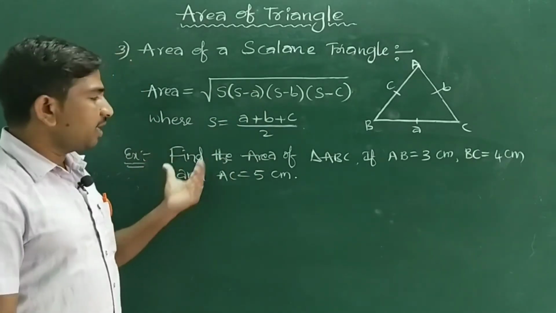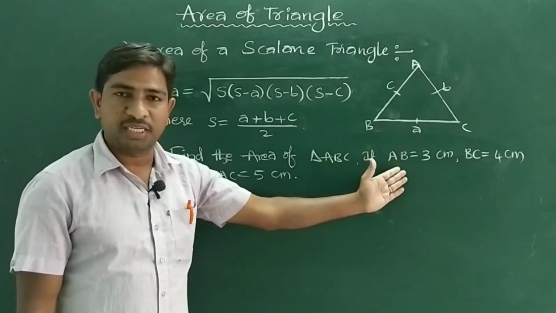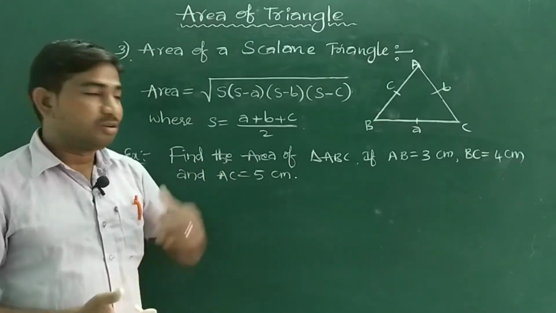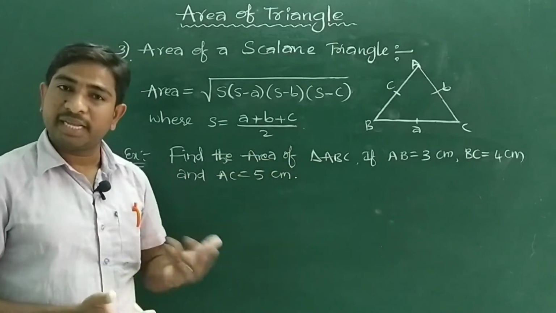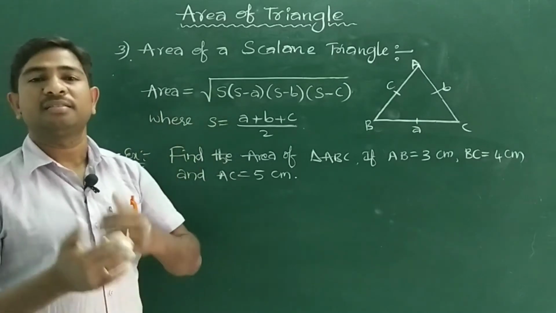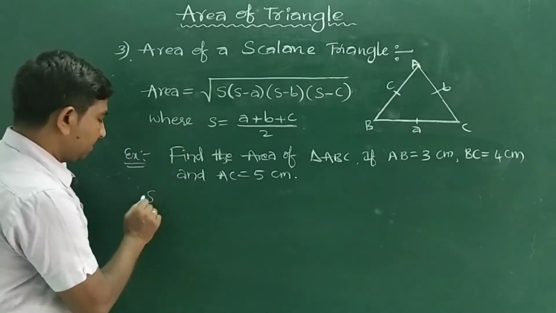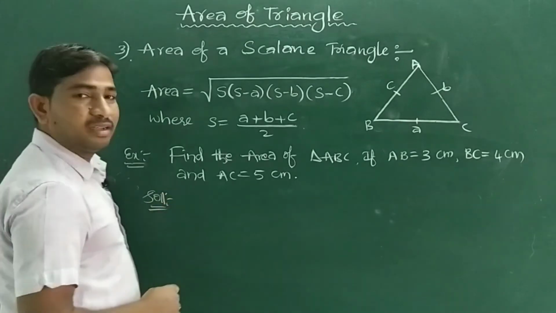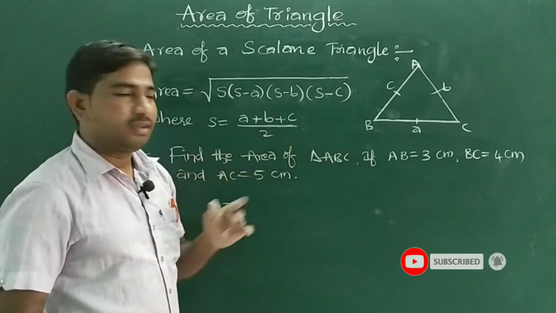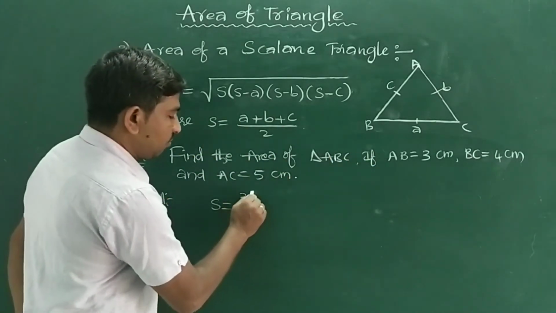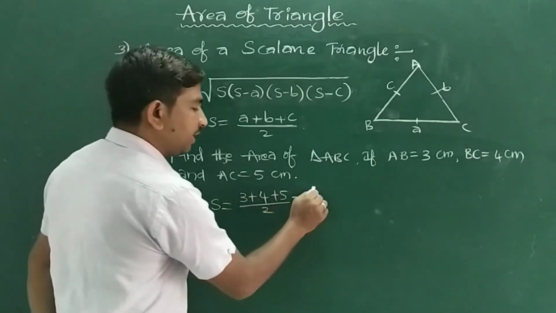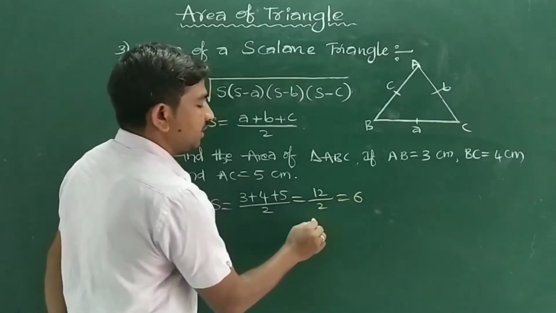Now find the area of the triangle ABC if AB is 3 centimeter, BC is 4 centimeter and AC is 5 centimeter. If you observe, each and every side is different, so this question belongs to scalene triangle. Then you can apply the scalene triangle area formula. Solution: first find s, which is a plus b plus c by 2, the sum of all sides. 3 plus 4 plus 5 by 2, that is 12 by 2, which equals 6.